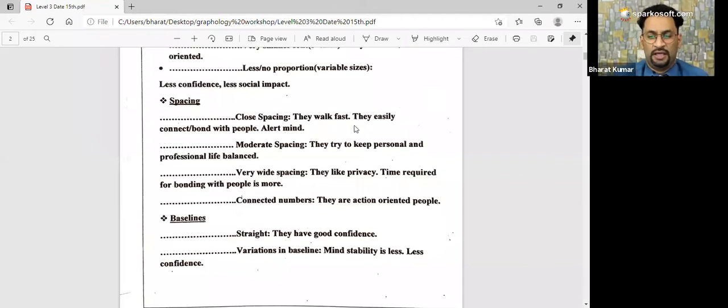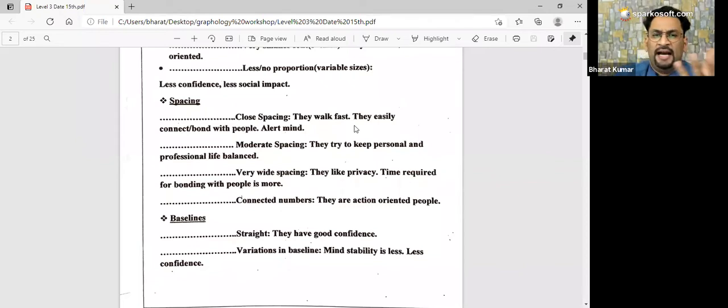Close spacing, those people are always in a hurry. They work very fast. They have a very fast thinking process. Many a time they forget things because the thought process is very fast in their mind. They easily connect, they are more friendly with people, and have an alert mind. But still, because of the very fast thought process, suddenly they have short-term memory loss. Suddenly they will say, oh, I forgot what I was talking. This will be the nature.